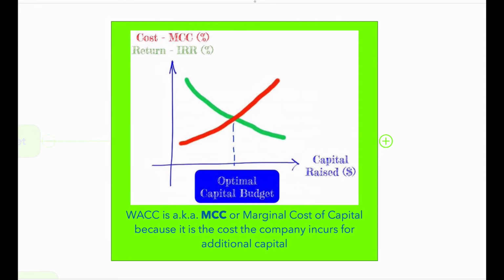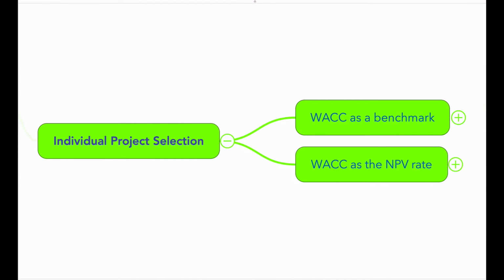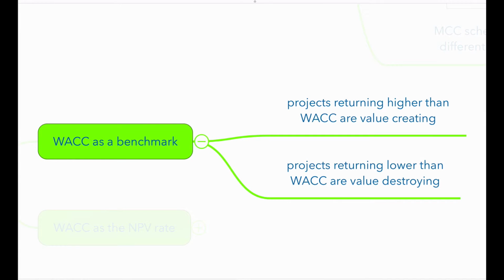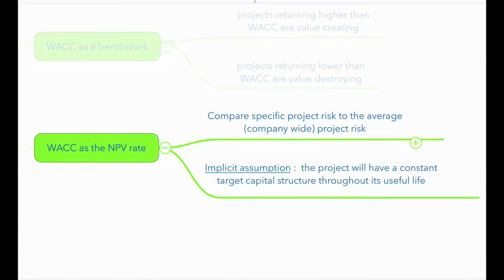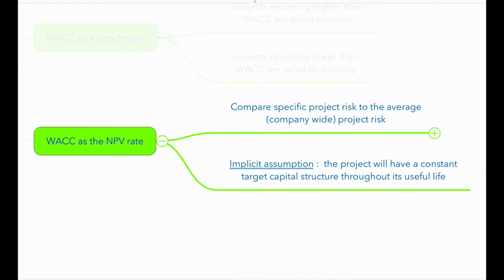Let's switch now to explaining the role of the weighted average cost of capital in determining the net present value of a project. As we just stated, project returns that are higher than the weighted average cost of capital are value creating, and those that are lower than the weighted average cost of capital are value destroying. Now, if we use the weighted average cost of capital as the discount rate for the NPV calculation, there are two assumptions that we're making. Firstly, we're assuming that the project risk equals the company average project risk. And secondly, we're assuming that the project will have a constant target capital structure throughout its useful life.